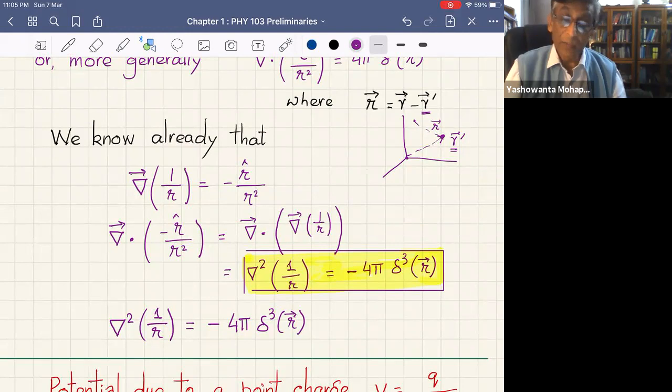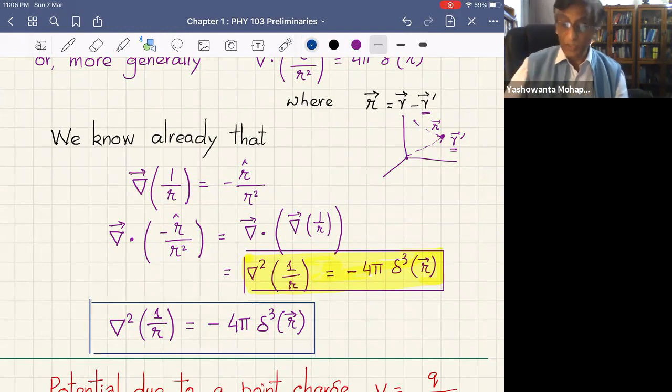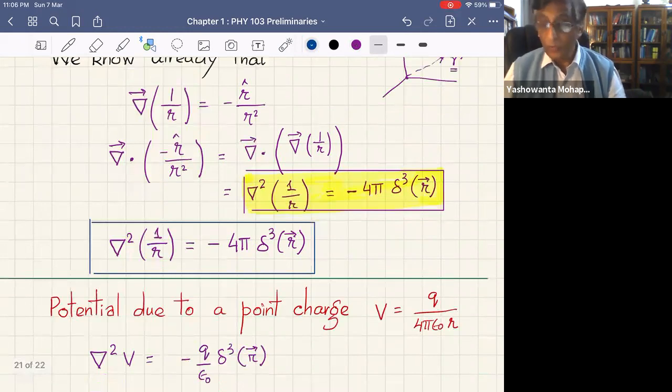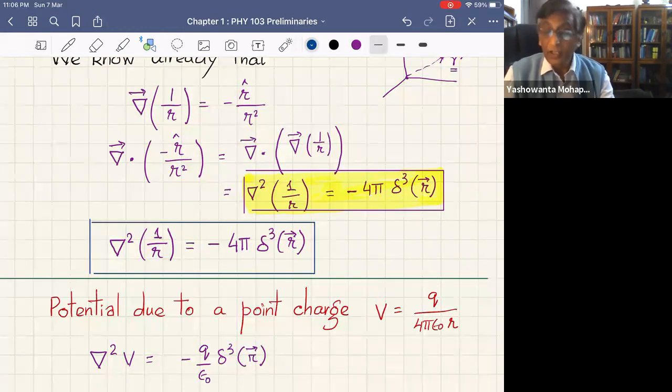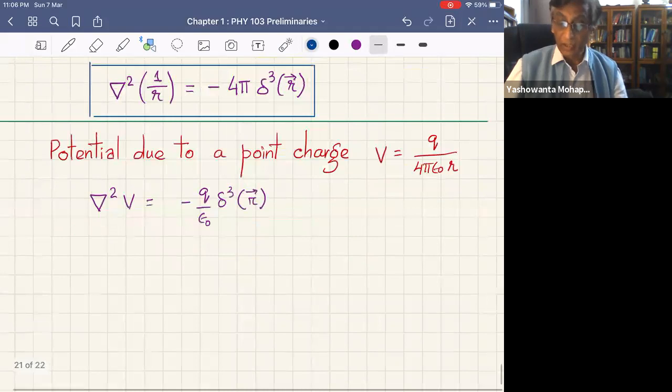You can see the immediate relevance: the potential due to a point charge. Why am I doing all this? Because in the next chapter I'm going to show you, we already know that the potential is q by 4 pi epsilon naught r, but del square V, if this is V, is minus q by epsilon naught del cube r. That's exactly the point. But we'll discuss this in more detail soon.